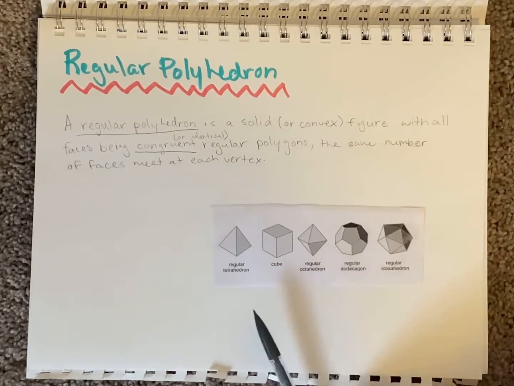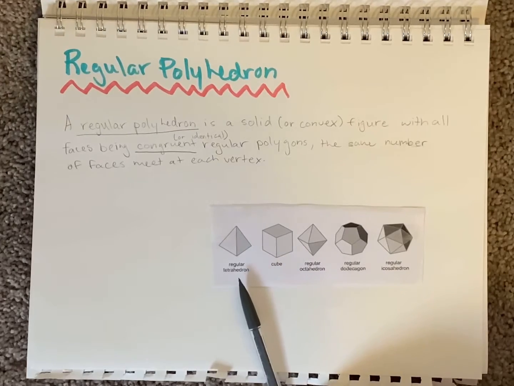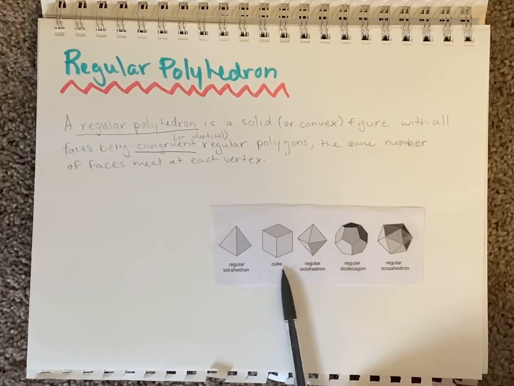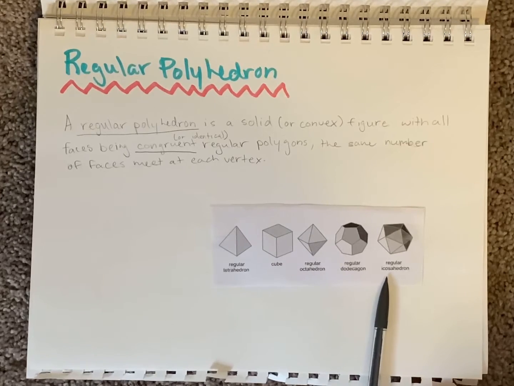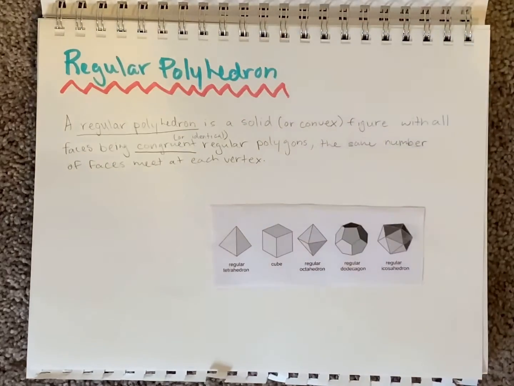And you can see here I have some examples of regular polyhedrons. We have a regular tetrahedron that is a pyramid. We have a cube, a regular octahedron, a regular dodecahedron, and a regular icosahedron. And these are some examples of regular polyhedrons.